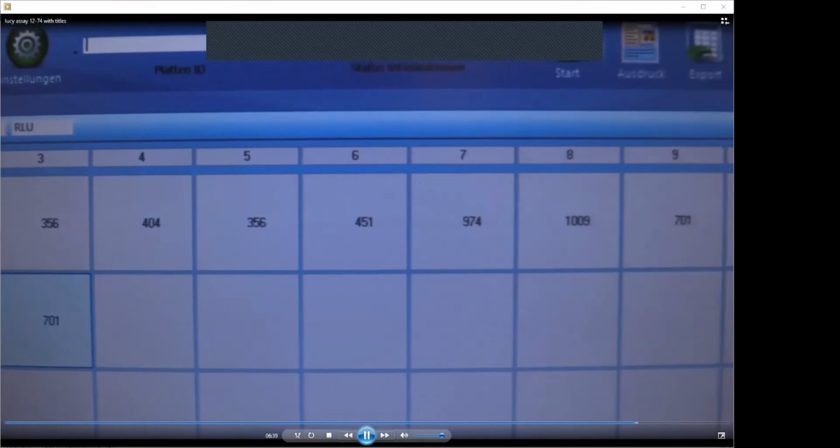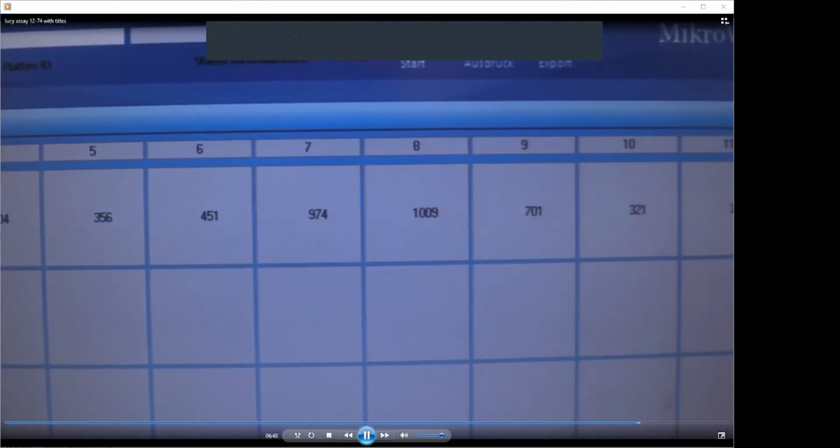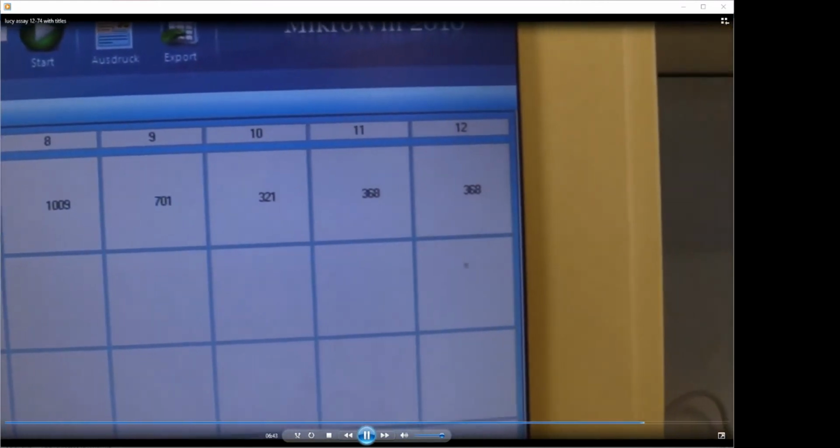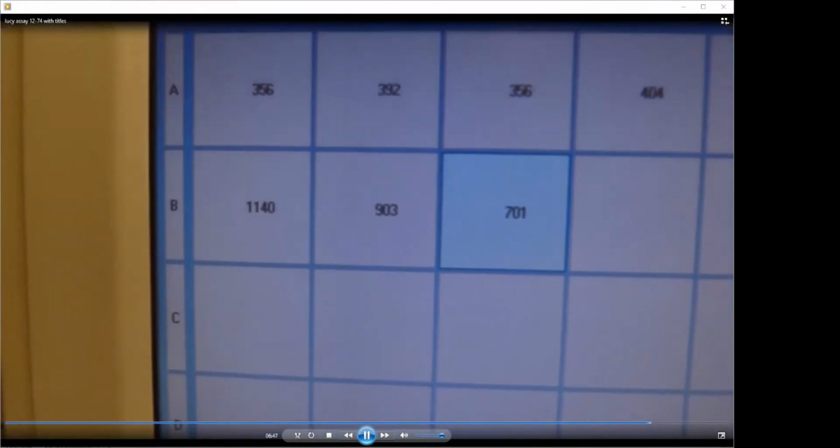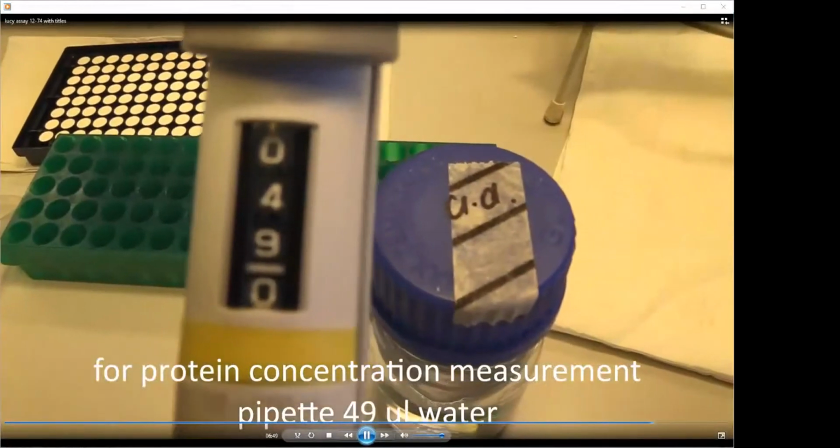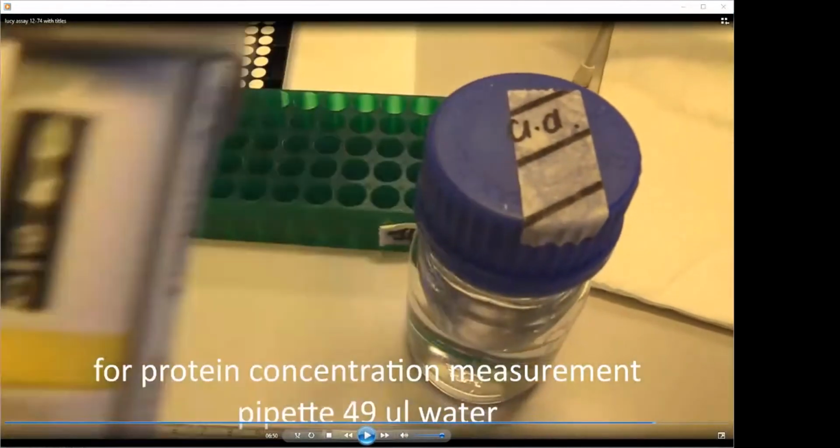The details, once again, what I have explained now in my own words, are written on the film as well. So triplicates are similar, and here you have these 4 different groups. The next step is the normalization.